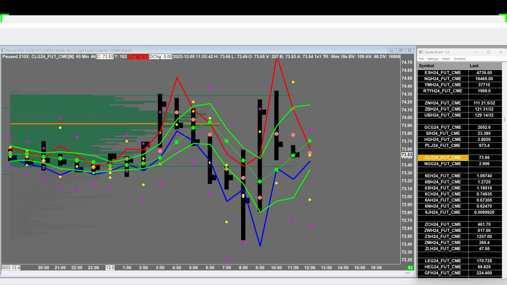Okay, so now you can see that the point of control was jumping around right here, but it basically pushed out further. And now you've got just a beautiful overall distribution on the day. You can see it's just a nice fat profile, very balanced. This is just more evidence that our balanced day is intact.